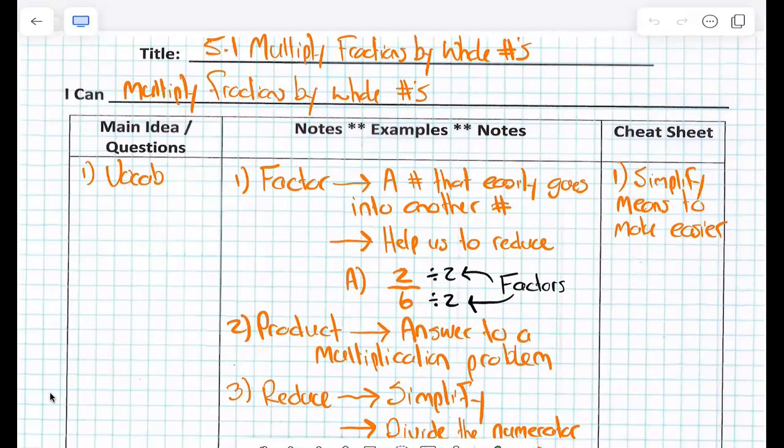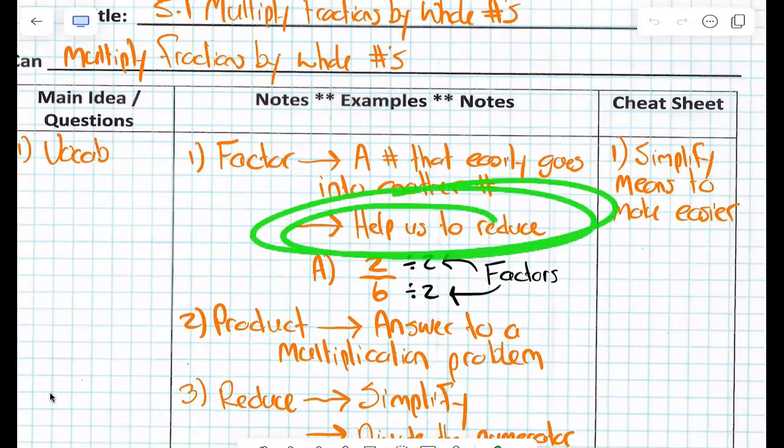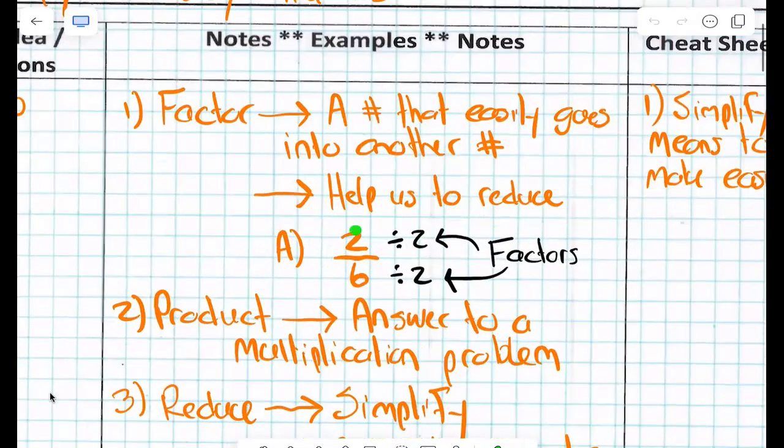Factor. A factor is a number that easily goes into another number, right? And factors are most important to us because they help us to reduce. So if I have a fraction like 2/6, does 2 go into both 2 and 6? Yes. It's called a common factor, right? So it helps us reduce.